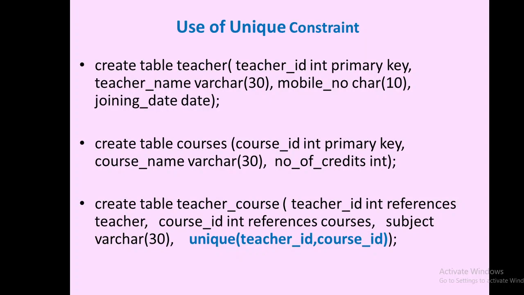We will see now how to use unique constraint in the relationship table. Unique constraint here is used to avoid unnecessary repetition of the same record. We will see its use with a practical example.